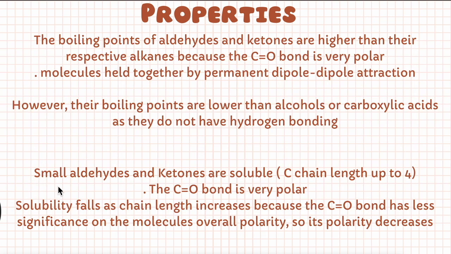So they're going to have lower boiling points than those. And small aldehydes and ketones are soluble in water up to 4 carbons long because of the polar C to O bond. But as they get above 4 carbons in length, they're going to become less soluble. So, like 5 carbons, they'll become less soluble because the polar bond has less significance on the overall polarity. So it's going to decrease.